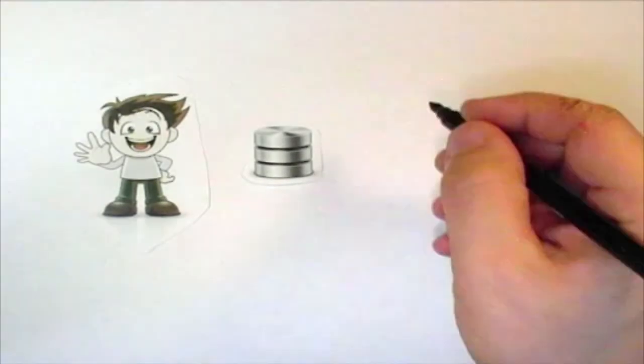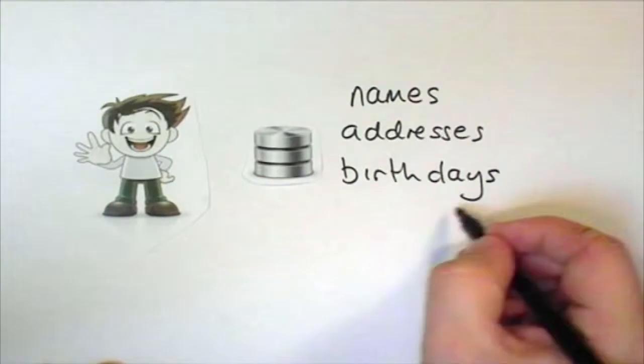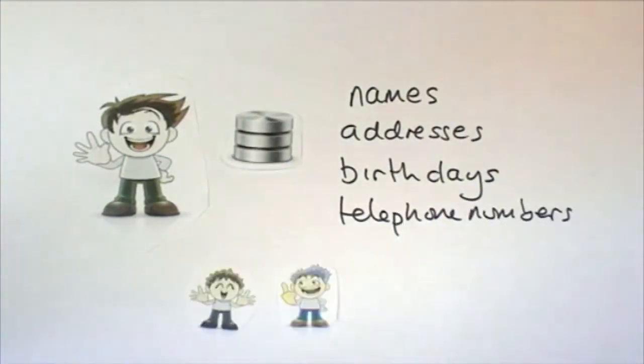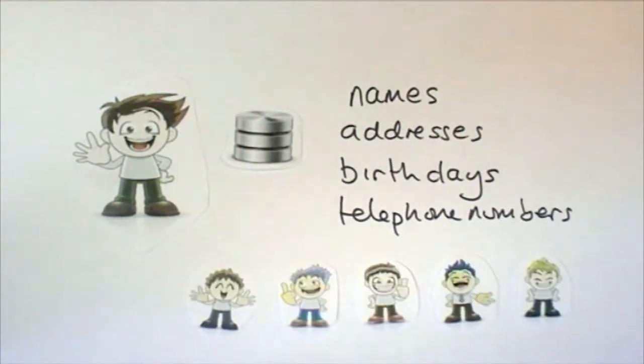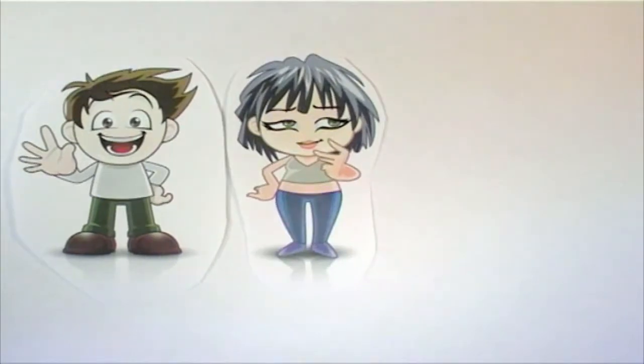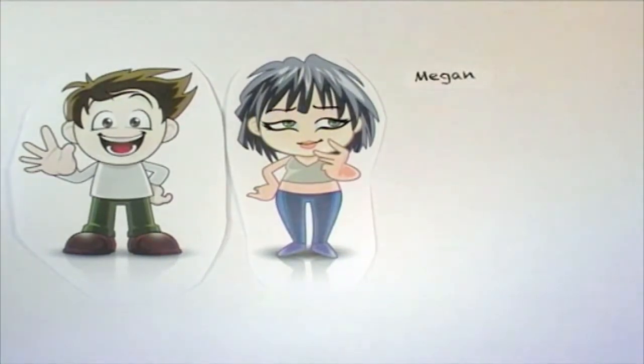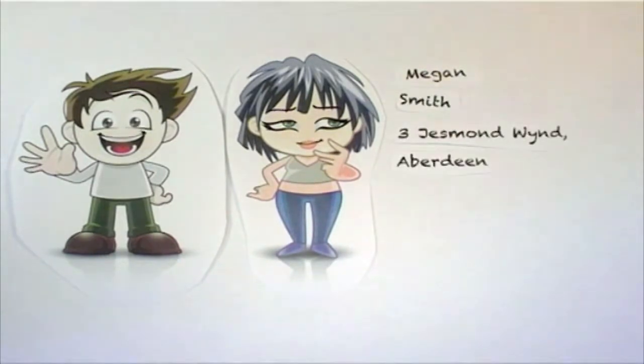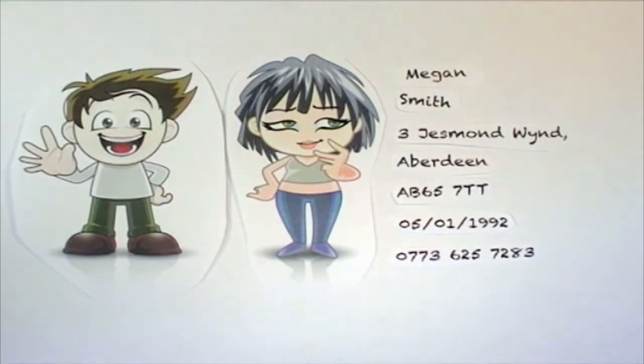Let's think about a simple database that Bob uses to store his address book. This database contains the names, addresses, birthdays, and telephone numbers of his friends and family. Bob has met his friend Megan and would like to add her to his address book. He writes down her first name, last name, address, postcode, and date of birth so he can remember to send her a birthday card, and her telephone number.